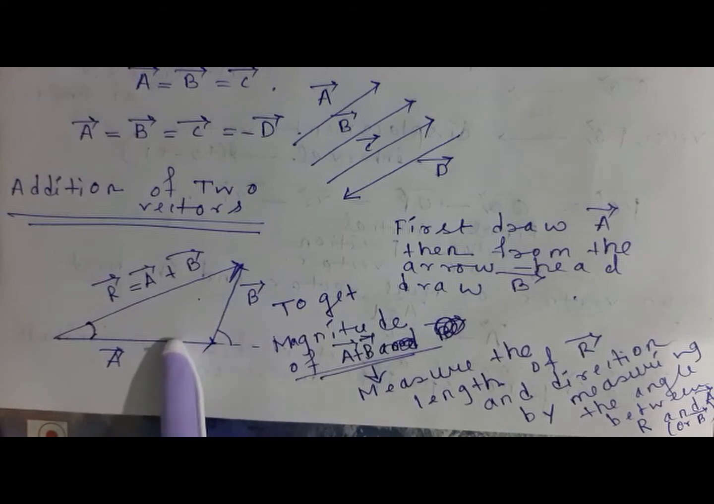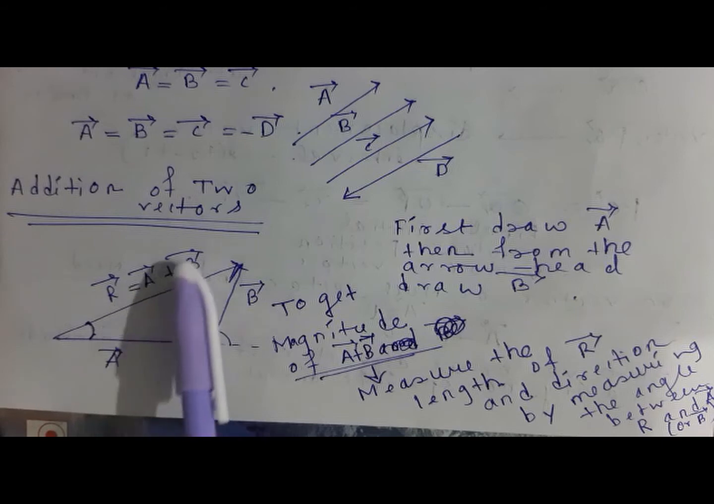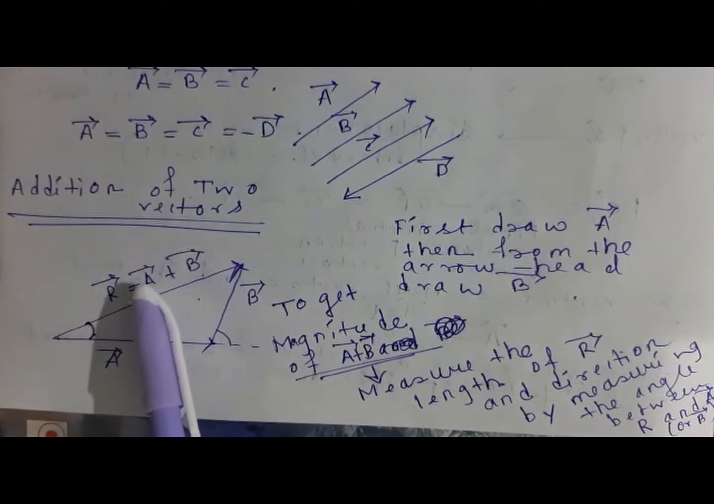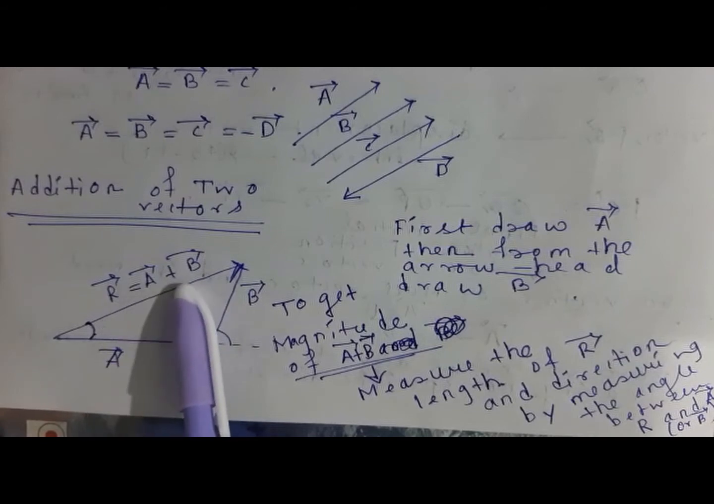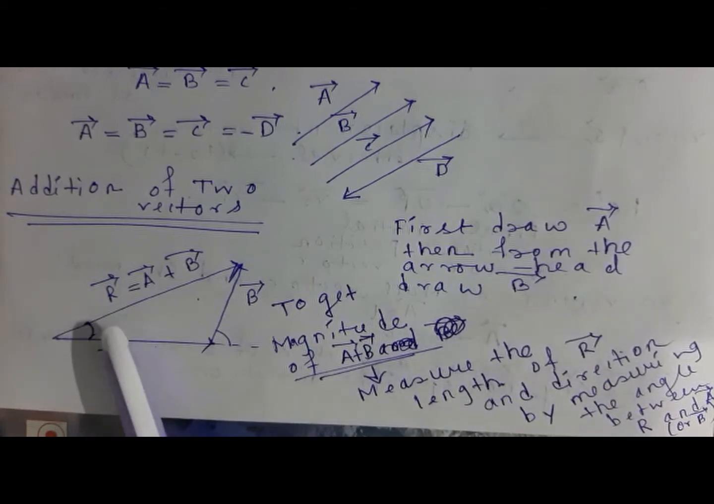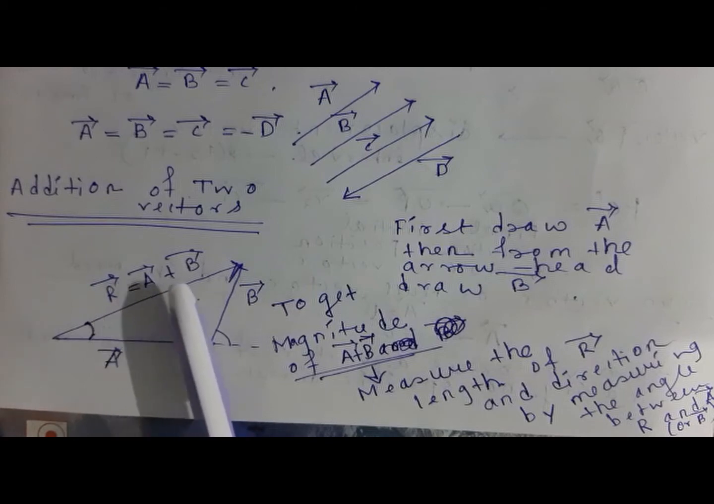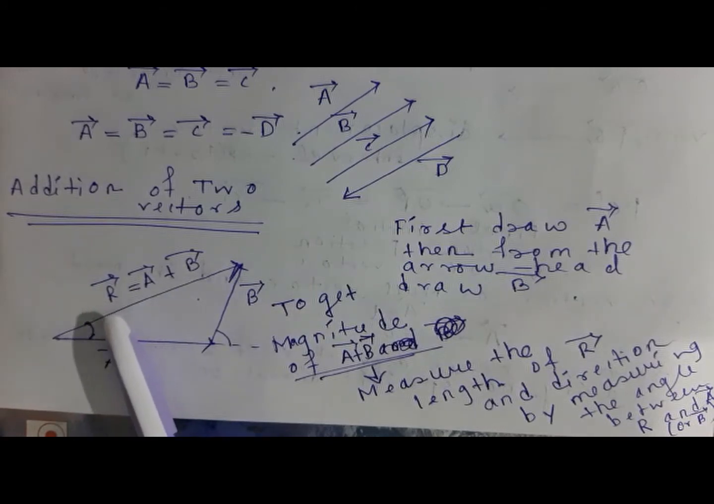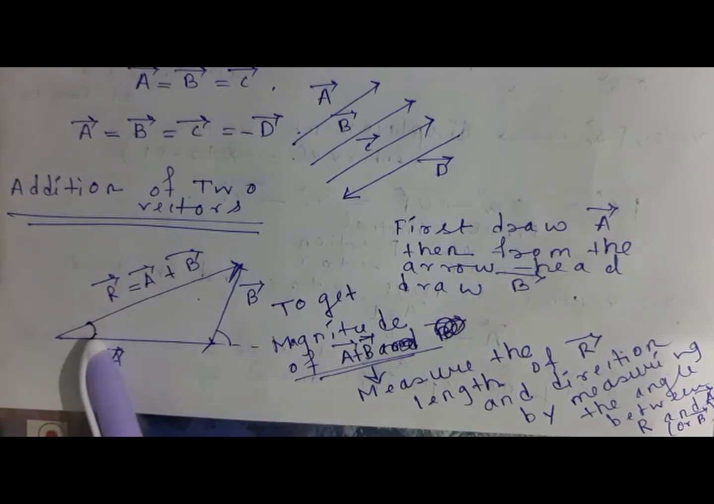All right. Now, if you want to find out the magnitude of this r vector, or rather a vector plus b vector, how will you find that? See, measure the length of the r vector. If you want to find out the magnitude, then you have to measure the length of this r vector, and when you have to find out the direction, you will be doing that by measuring the angle between the r vector and the a vector, or it can be the b vector.